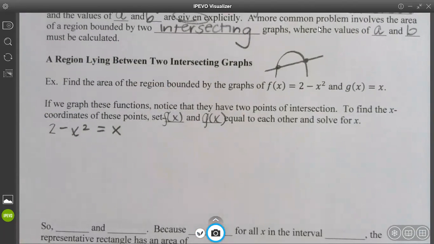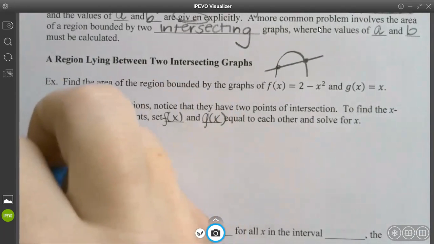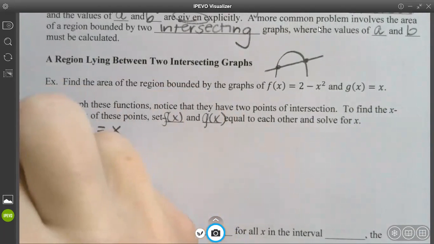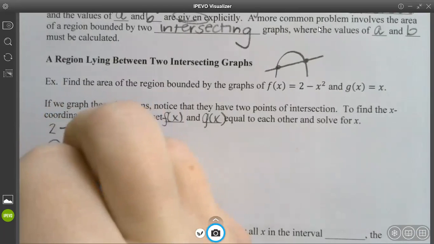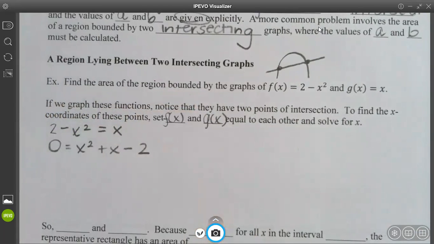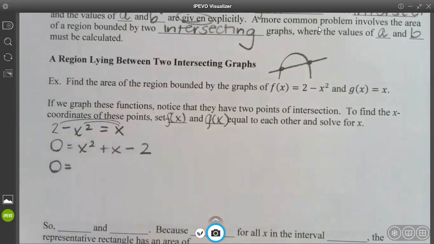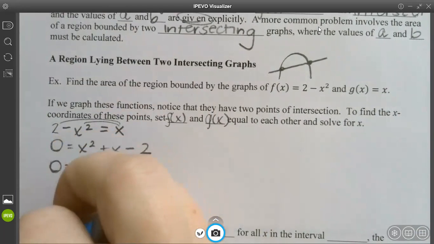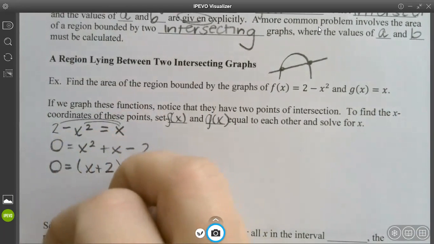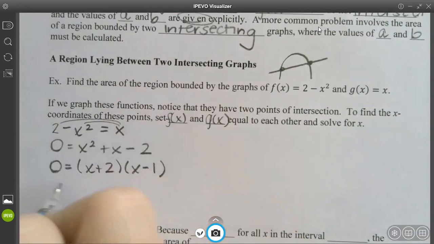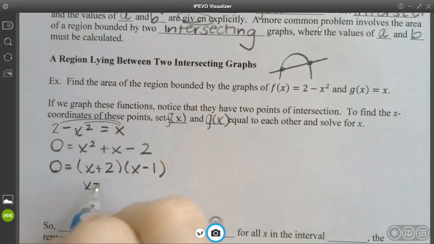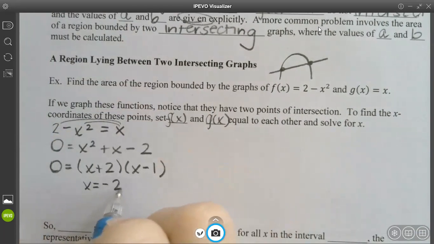Since I have x squared and x, I need to get it equal to 0 and then factor it. Again, things that you should know because you've been doing that since like math 1. So long time. I'm going to move this x squared over and the 2 over. So we have a positive x squared plus x minus 2. Again, I just moved the x squared and the 2 to the other side. When I factor this, what are your factors of negative 2 that add to positive 1? 2 and negative 1. So your 2 intersections, or your 2 x coordinates, are negative 2 and positive 1.